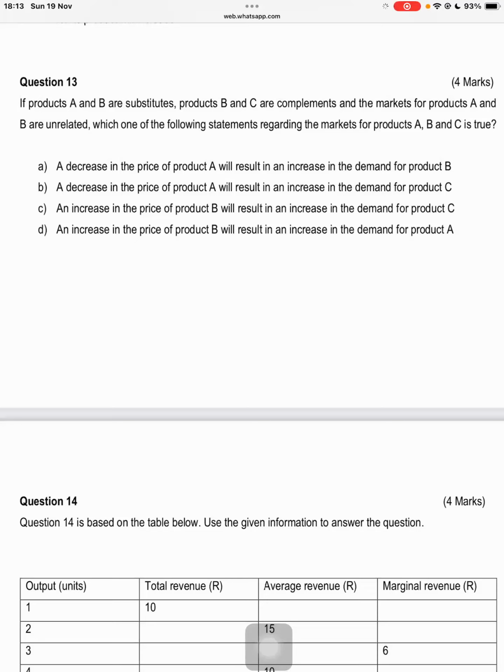So once we've established that with substitutes, the increase in the price of product A will result in the increase in quantity demanded, or in the demand of product B, vice versa. So therefore, that is an established relationship. And B and C are complements. Therefore, that means that the increase in the price of product B will result in the decrease in the quantity demanded of product C, and the opposite is also true.